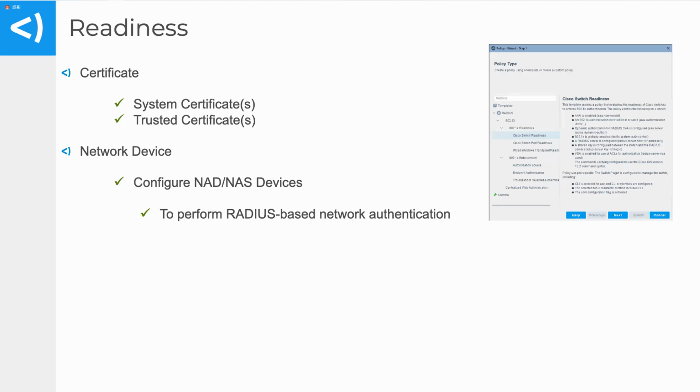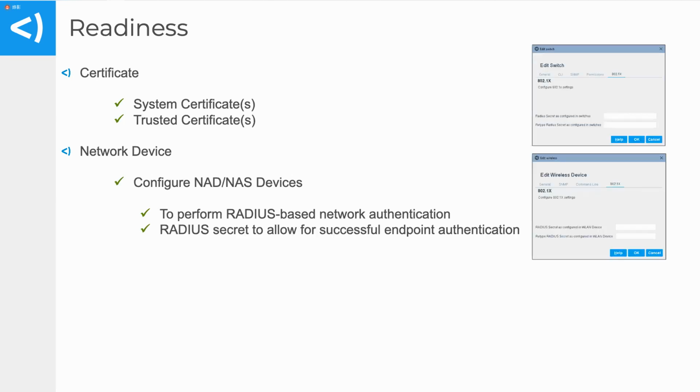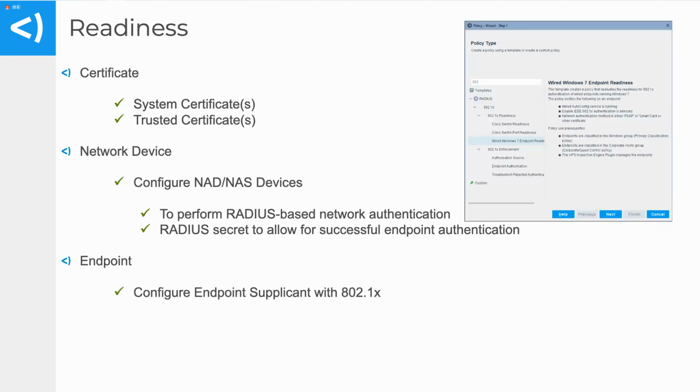We also have some of the policies, sorry, I should have shown that before. We also have a policy for checking the endpoint readiness. So if you have a supplicant configured on the endpoints and you want to make sure that they are configured correctly, you can configure the wired Windows endpoint readiness, which will allow you to verify that the endpoint supplicant is configured correctly for participating in 802.1x, which is what I'm showing here.